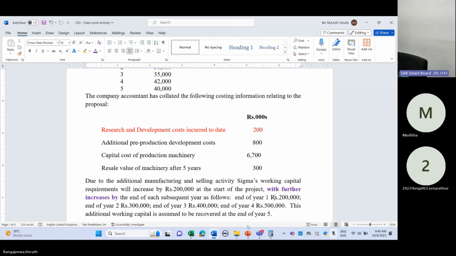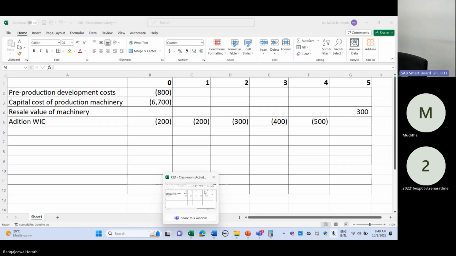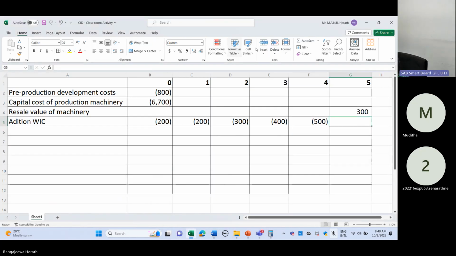This additional working capital is assumed to be recovered. We recovered all this, automatically recovered, at the end of the year. It is 1,600 plus in year 5. End of the year.